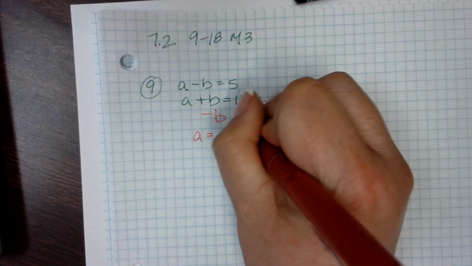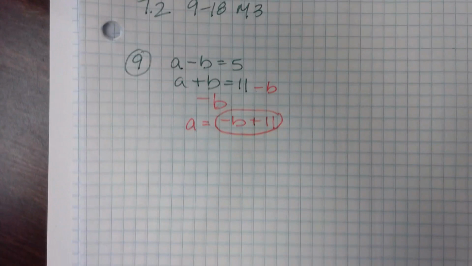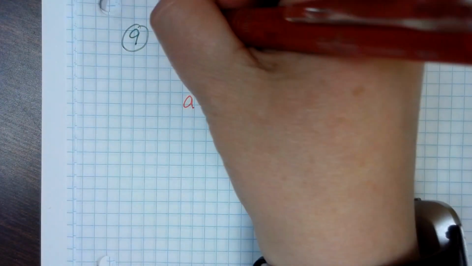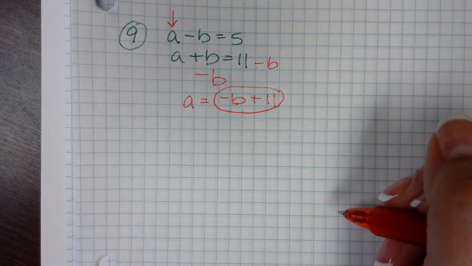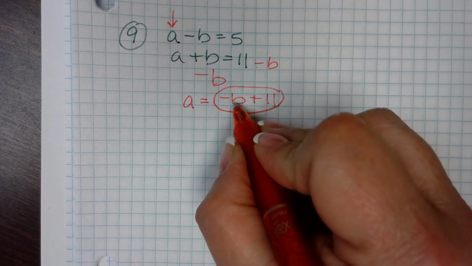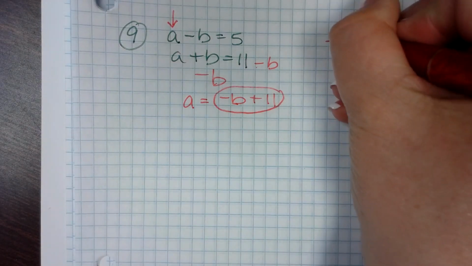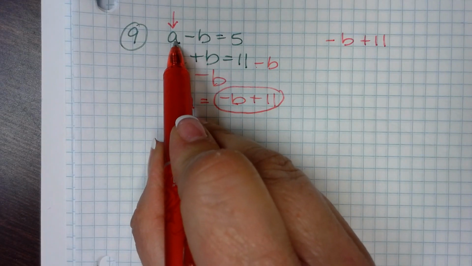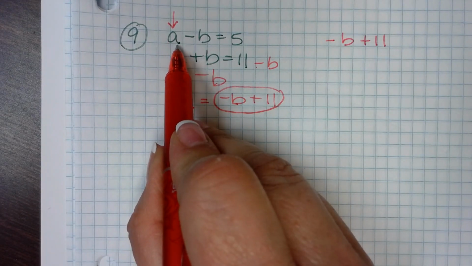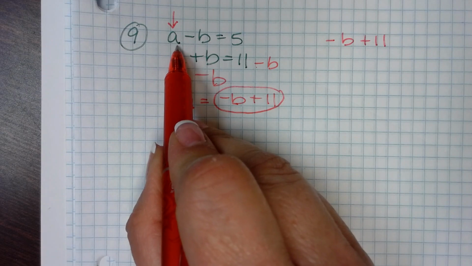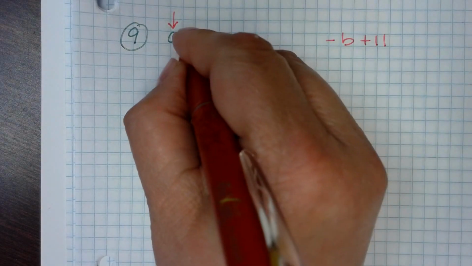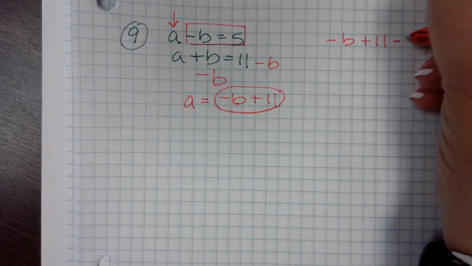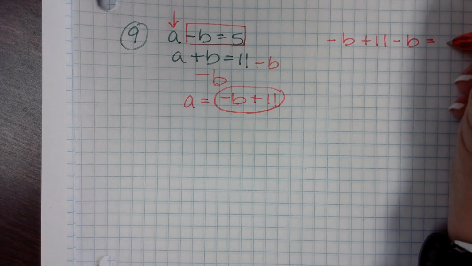Okay, so now let's take A. What I'm going to do is take how I solved A, and substitute that into my other problem for A. So watch carefully. I'm going to take negative B plus 11, write it over here, and enter it right here where I would have had the A. Now that's my A. I'm going to write the rest of this problem in as it's written, so I'll have minus B equals 5.